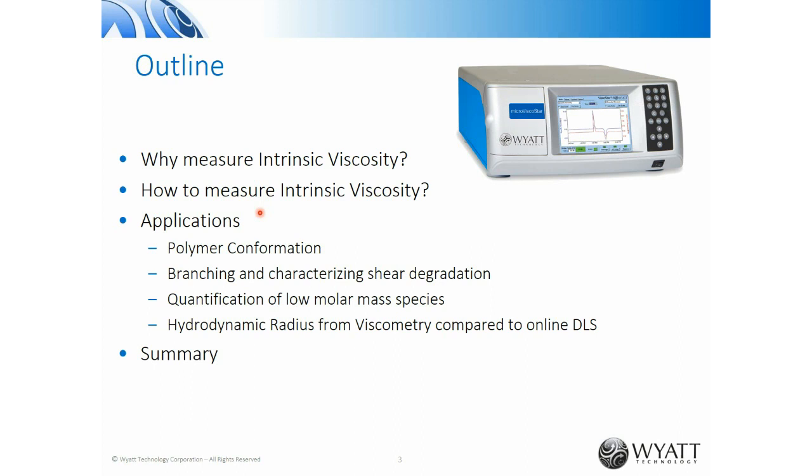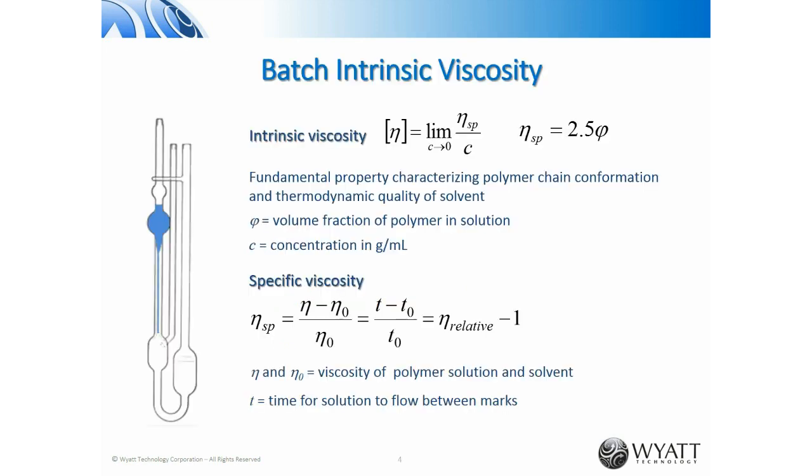By no means all the things you can do with viscometry, but we'll talk about how you can use it to characterize polymer conformation, branching, and characterizing shear degradation that could occur inside the chromatography elution, how to quantify low molecular weight species in addition to the larger polymers. And then we'll wrap up with a discussion of measuring hydrodynamic radius from viscometry and how it compares to online dynamic light scattering. And then we'll have a summary.